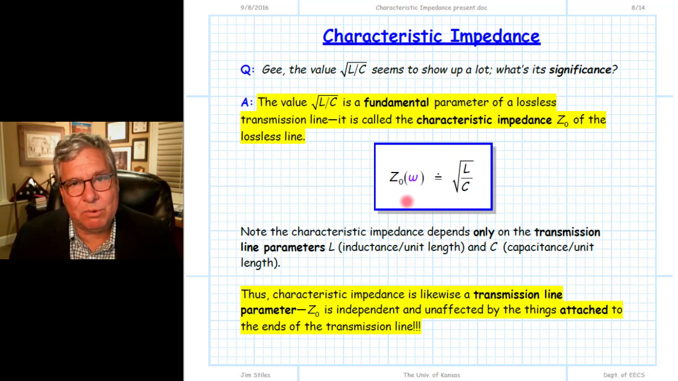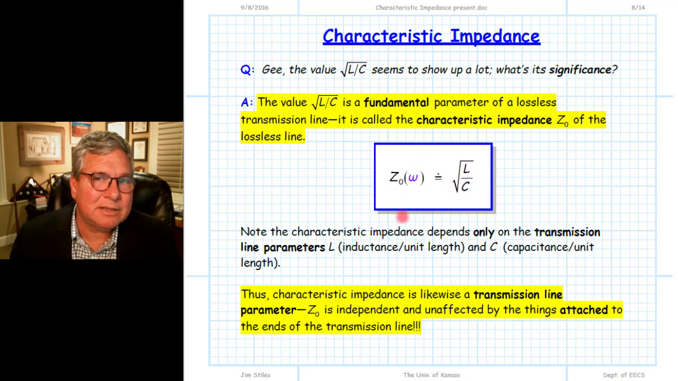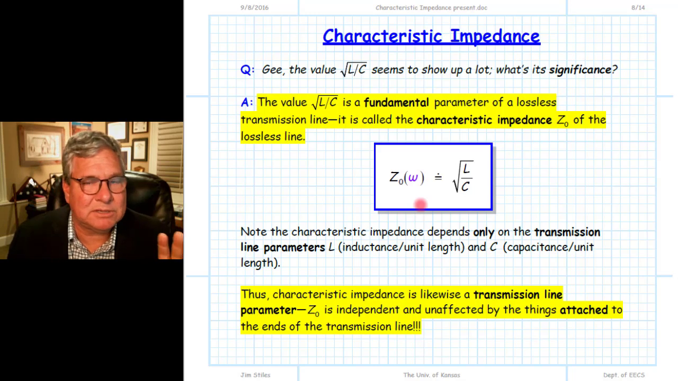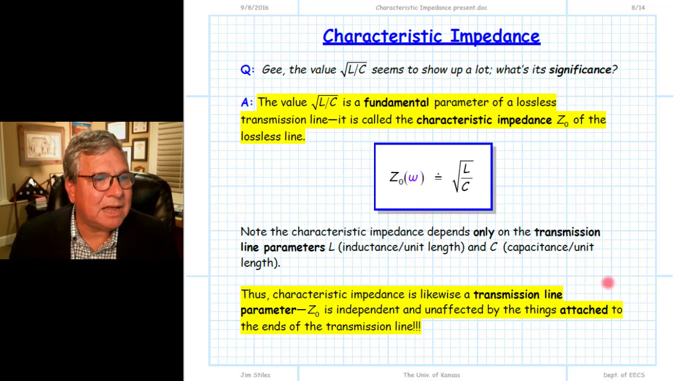And that's very important that you understand. It depends on inductance and capacitance per unit length only. All right. So a lot of times students will say, well, in this circuit, the characteristic impedance is this, but if I change this thing now, it's a different value. No, it is what it is. It is a characteristic, a parameter, immutable of a transmission line. It is unaffected by the things attached to the end. So it's a very important point to make sure that you understand.